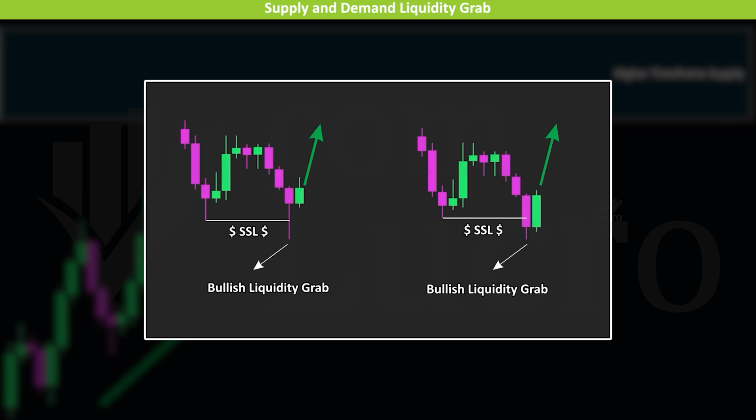Both bearish and bullish liquidity sweeps tend to be more reliable when they occur within higher timeframe supply or demand zones. That higher timeframe context adds weight to the setup and filters out weaker signals.